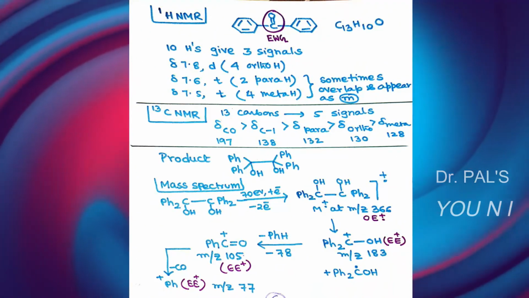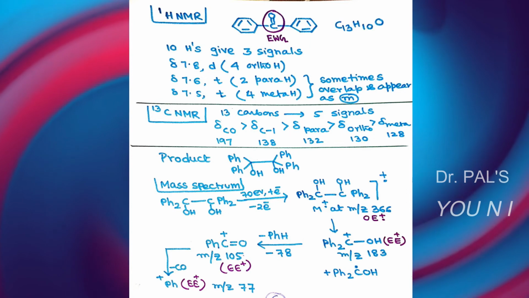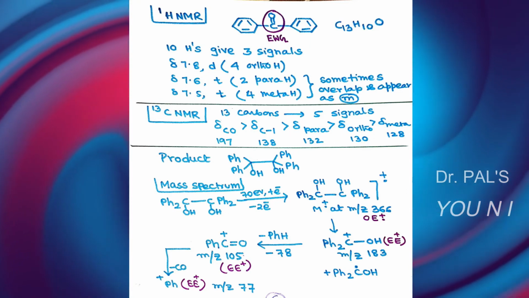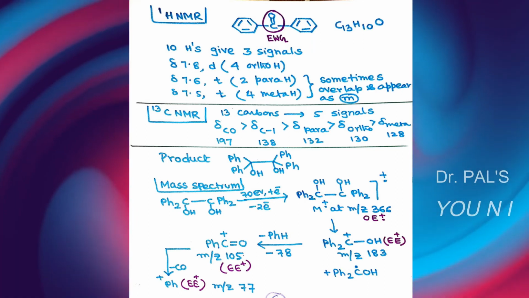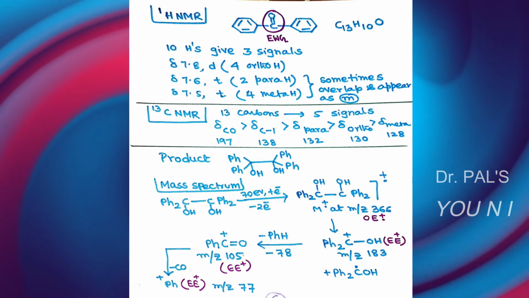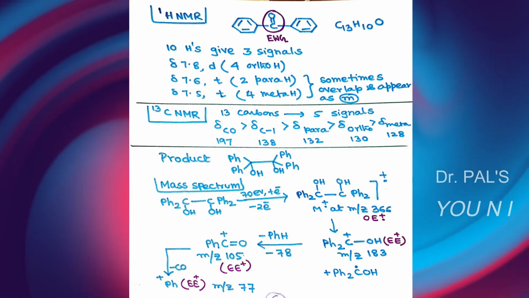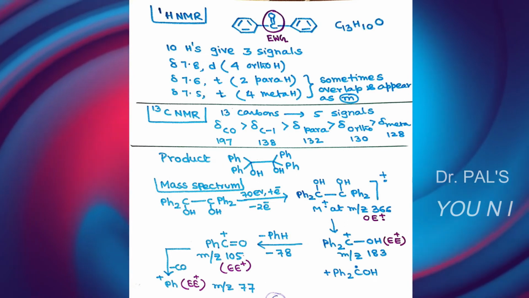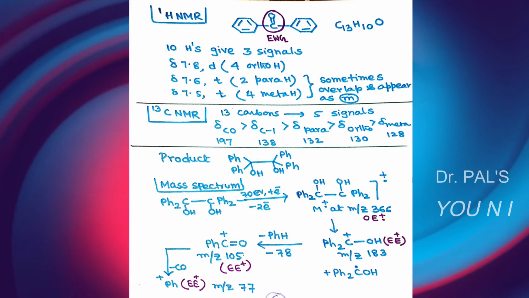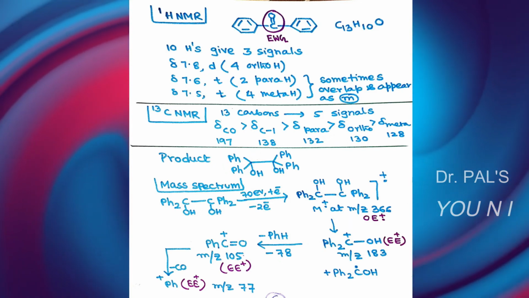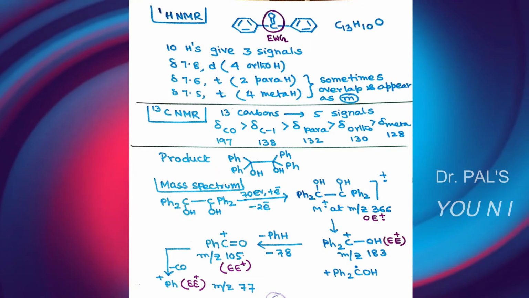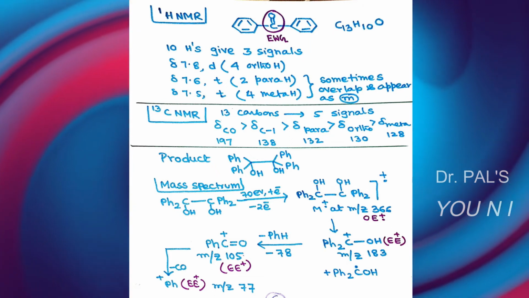Now coming to the 1H NMR of this benzophenone, this molecule has a total of 10 hydrogens because the molecular formula is C13H10O, and all the hydrogens give rise to only 3 signals because this molecule is highly symmetrical. The 2 ortho hydrogens will give 1 signal, the 2 meta hydrogens will give 1 signal, and the para hydrogen will give another signal, and that will be repeated for the other phenyl ring also, because this molecule contains 2 phenyl rings.